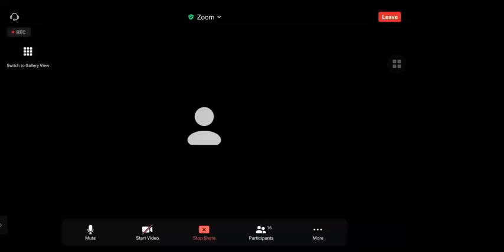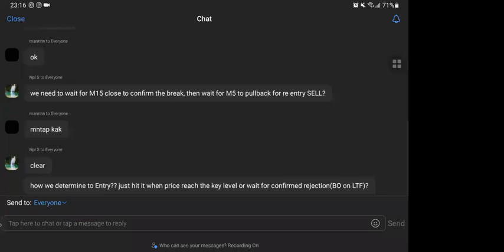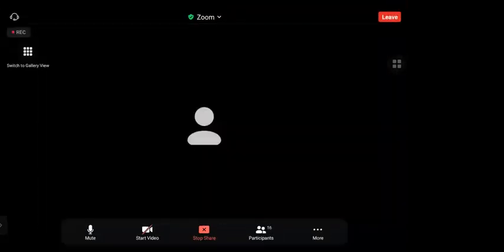Okay, for the Napoleon question, how do we determine the entry? Just hit it when price reaches the key level, or wait for a confirmed rejection? Okay, it depends.